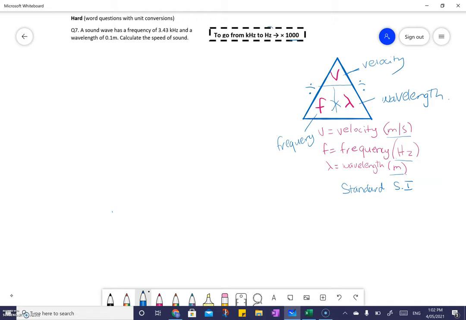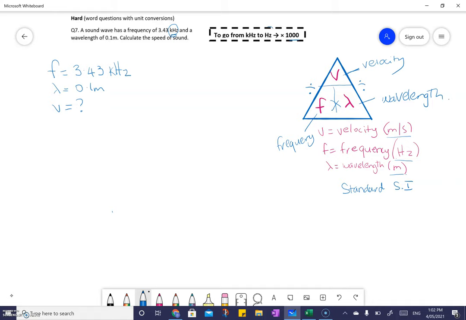A sound wave has a frequency of 3.43 kHz. That's a little different to what we're used to. And a wavelength of 0.1 meters. Calculate the speed of sound. All right, so I always start by writing what I know. So I know that the frequency is 3.43, and I'm going to include all of that unit there. It looks a bit strange, but we'll deal with that in a second. The wavelength is 0.1 meters, and what I want to find is the speed of sound, so I'm going to put V equals question mark. That's what I'm trying to find out.